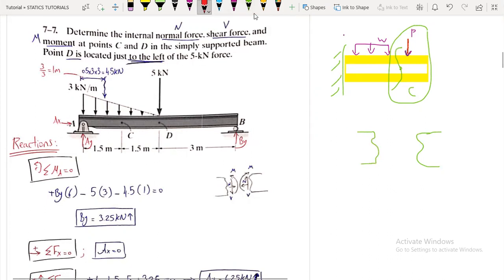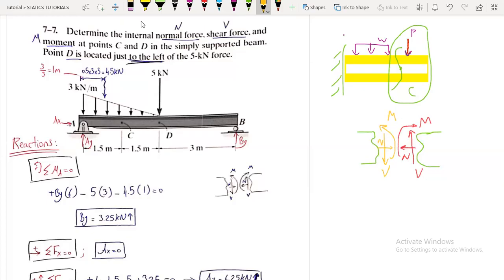So we must adhere to the positive sign convention of the internal loadings, which says that from the right, the shear force is upwards, the normal force is going to the left, okay, and the moment is clockwise. And for the other part, it will have the same magnitude but opposite directions. So the shear is downwards, the axial is to the right, and the moment is counterclockwise. Okay, so they will cancel each other.